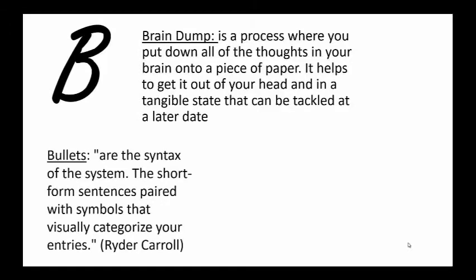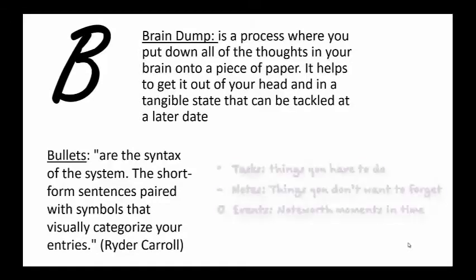The other one we have for B is bullets. Ryder Carroll is the creator of the bullet journaling system, and this is his definition. Bullets are the syntax of the system. They are short form sentences paired with symbols that visually categorize your entries. There's three common examples of bullets, but these are by no means exhaustive.